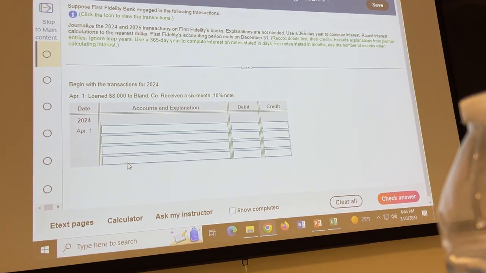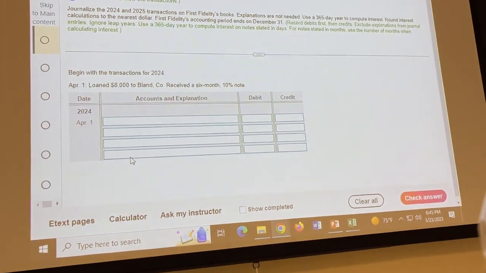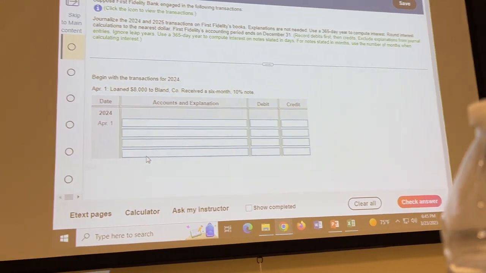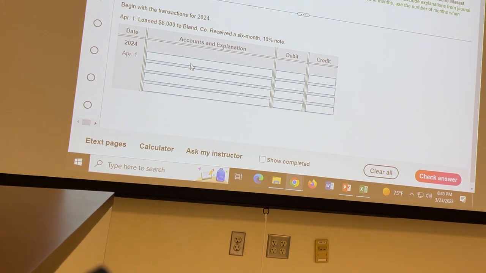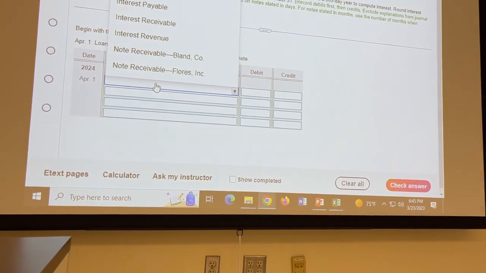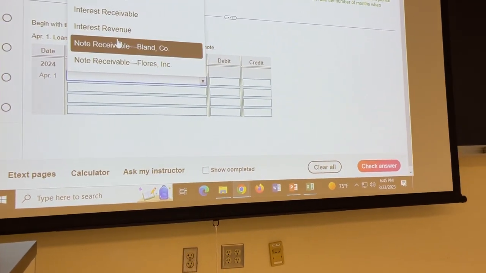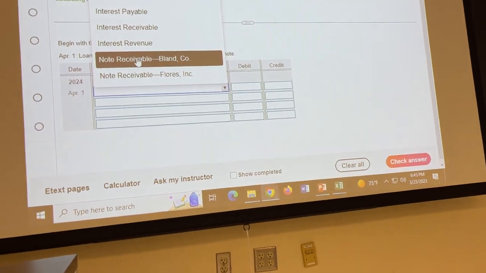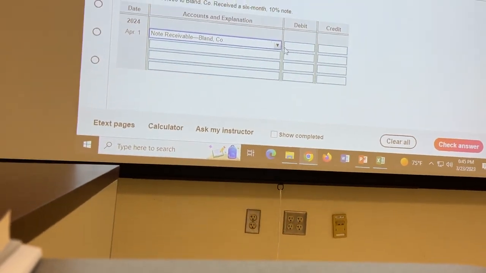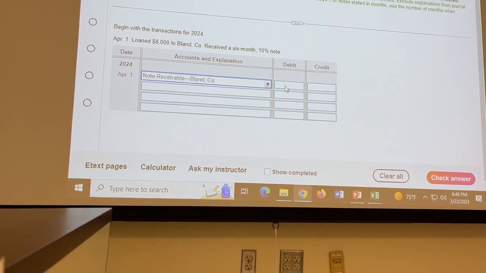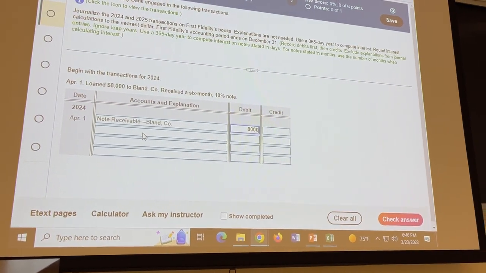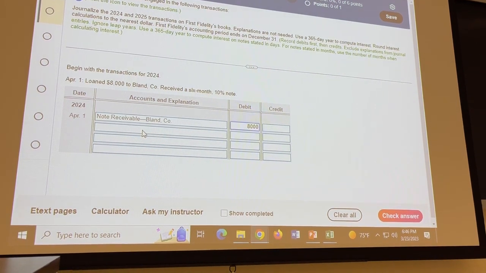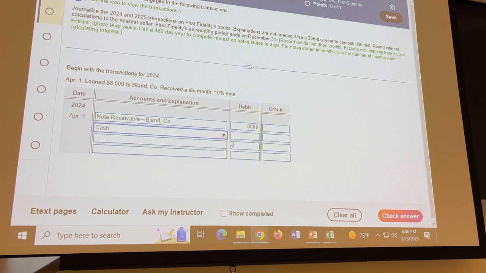They loaned $8,000 to Bland Company and received a 6-month 10% note. So to journalize this, we know that it would be note receivable Bland Company. We debit the asset account, $8,000. And then we're loaning out cash, so we would credit cash.